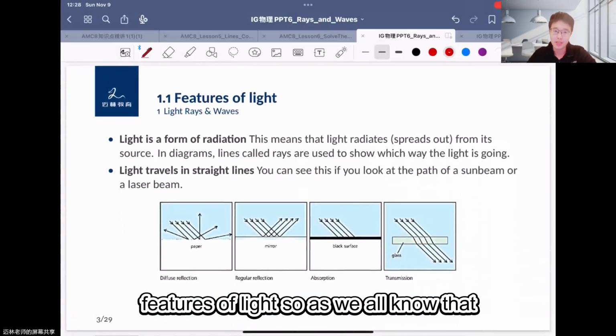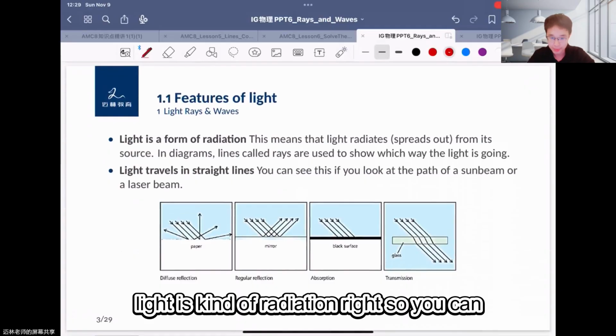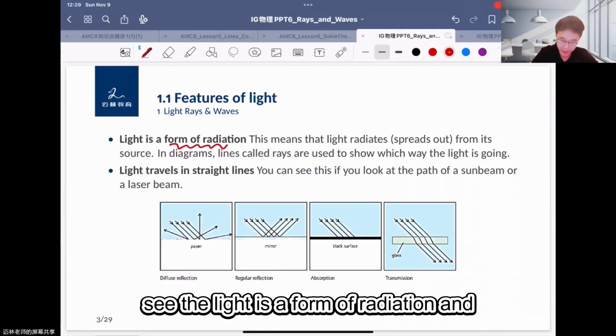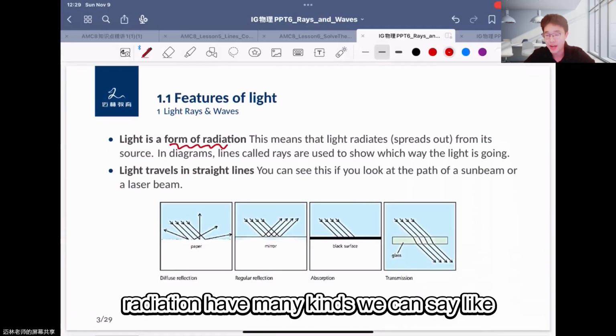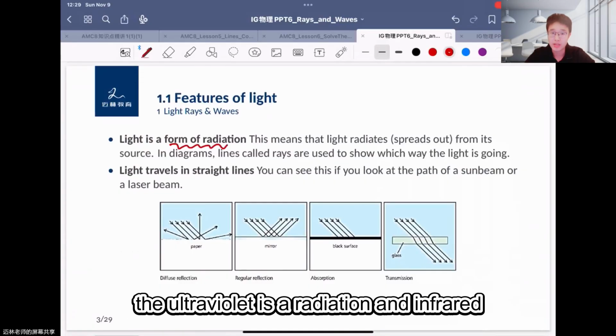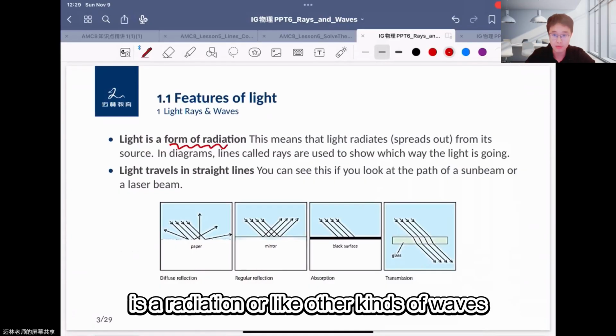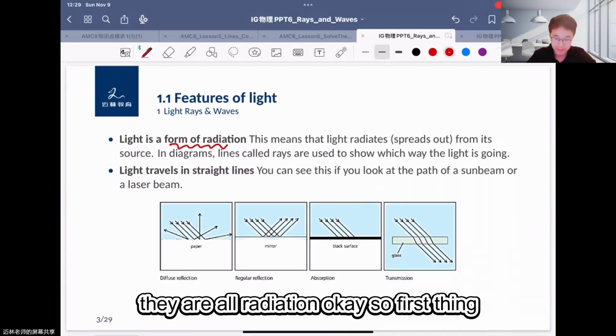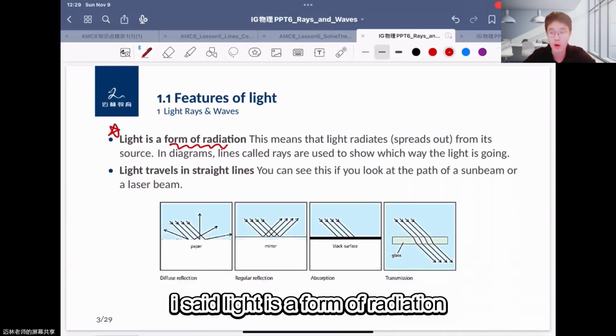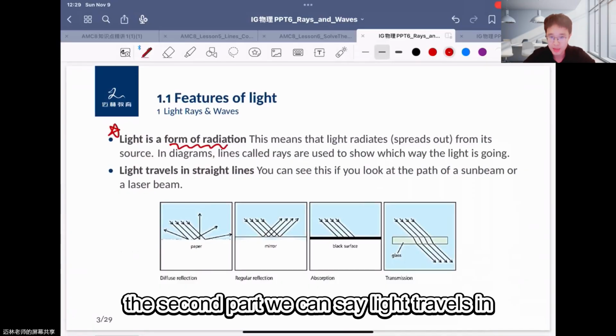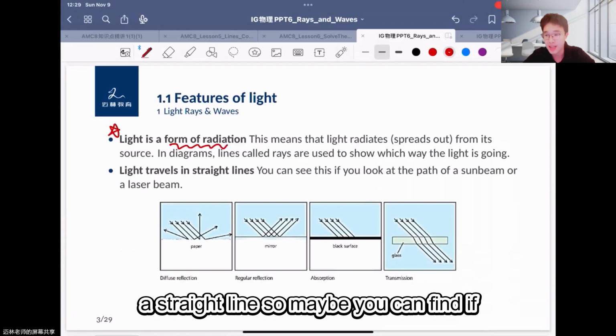As we all know, light is a kind of radiation. So we can say that light is a form of radiation, and radiation has many kinds. Ultraviolet is a radiation, and infrared is a radiation, or other kinds of waves. They are all radiation. So first, light is a form of radiation. The second feature is that light travels in a straight line.